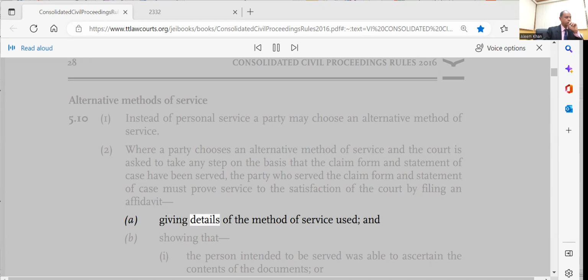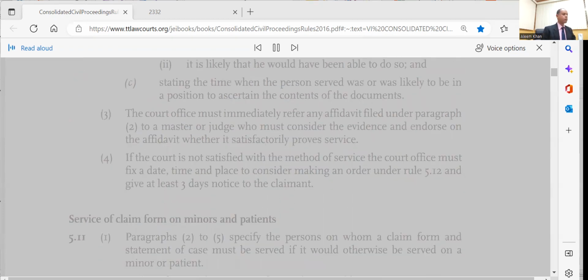a. giving details of the method of service used, and b. showing that 1. the person intended to be served was able to ascertain the contents of the documents, or 2. it is likely that he would have been able to do so, and c. stating the time when the person served was or was likely to be in a position to ascertain the contents of the documents.